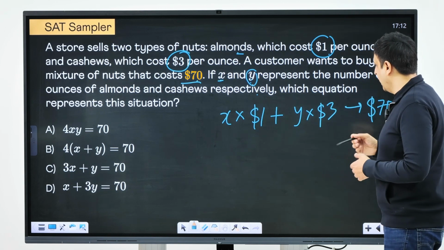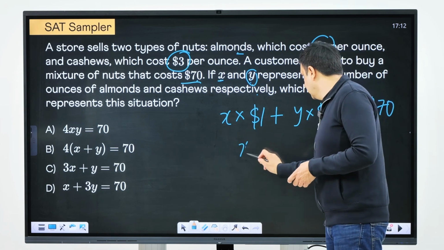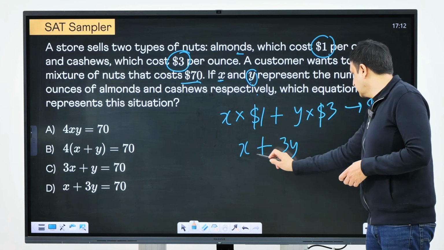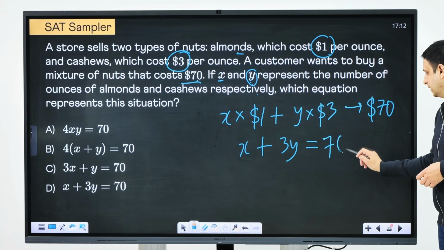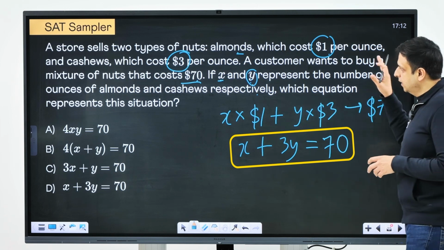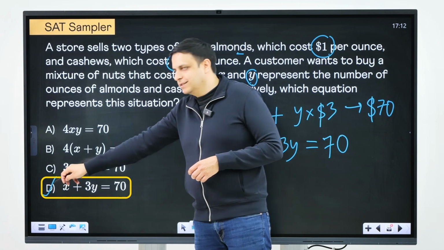So let's just write it as a two variable linear equation. x times 1 is just x, and then we have y times 3, which is just 3y. So x plus 3y should be equal to this total amount, which is 70. So that's it. This is the two variable linear equation modeling this situation, and this is option D. So that's the correct answer.